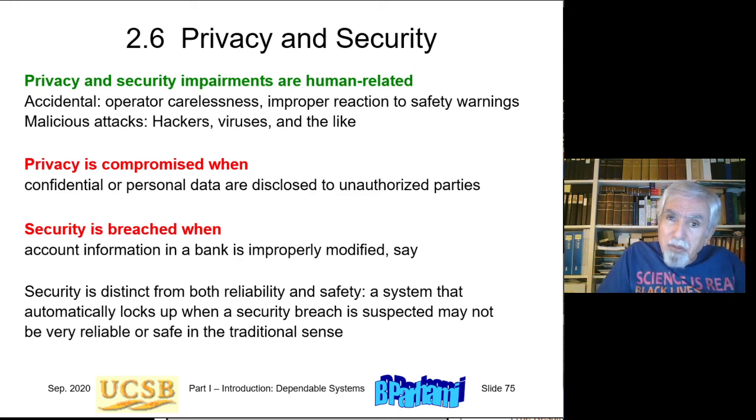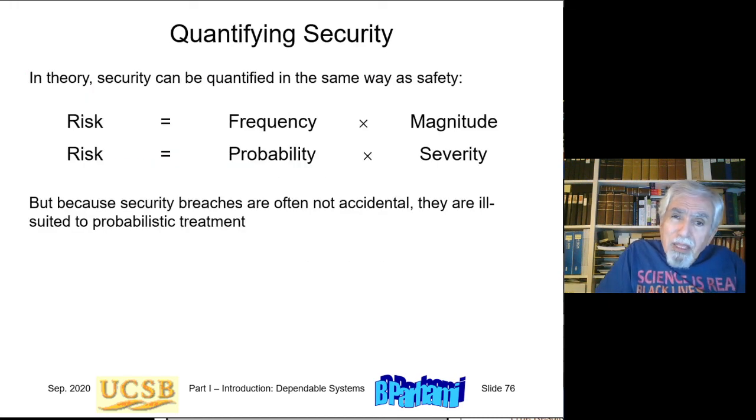Now, how do you model privacy and security? Well, for security, it has been suggested that we should model it just like risk. Security breaches have some frequency, some probability, and some consequence. So if you multiply the probability by the consequence, quantified in some way in terms of dollars, theoretically you should be able to do this.